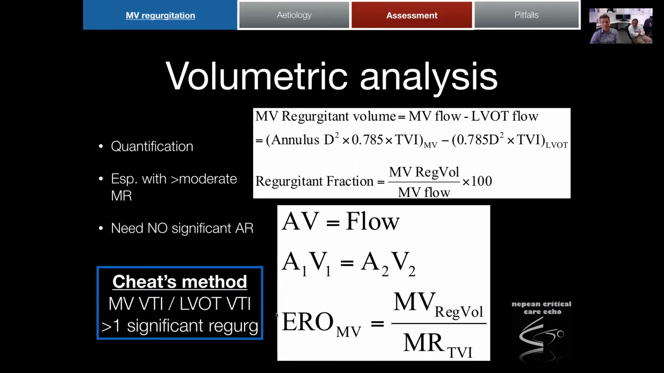So this is what I do. This is the cheat's method. Just compare your LVOT VTI with your mitral valve VTI. And if it's greater than 1, that might suggest significant regurgitation. Not perfect, but again, a nice easy way. As long as you don't have significant aortic regurg, you can just compare one with the other. If you've got a hell of a lot more blood going through the mitral valve compared to the LVOT, obviously that's suggesting a whole bunch is going back towards the left atrium, which is the mitral regurg.